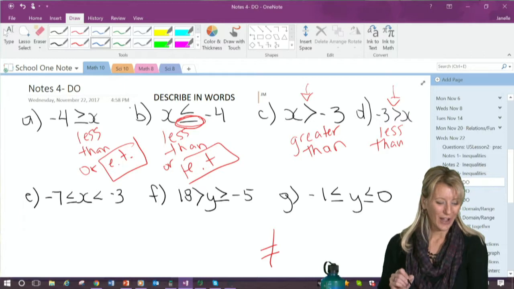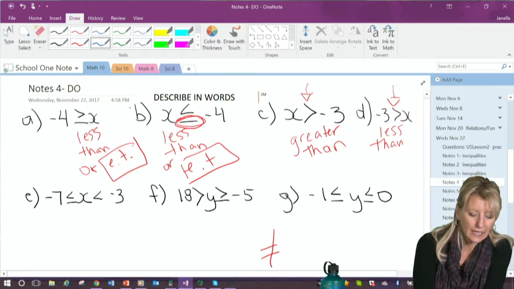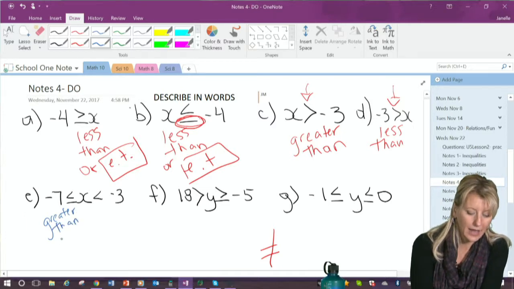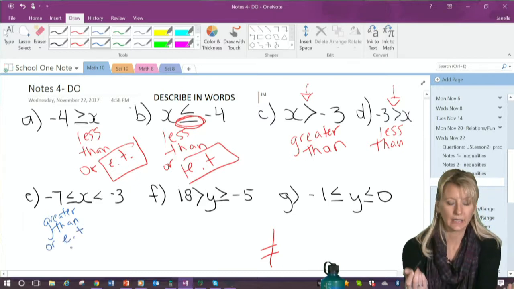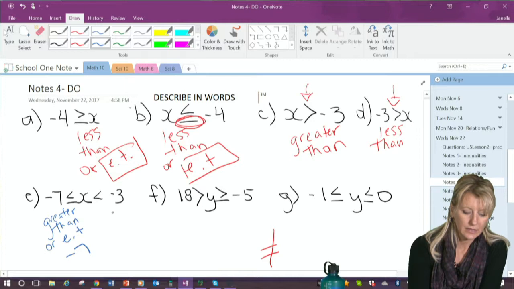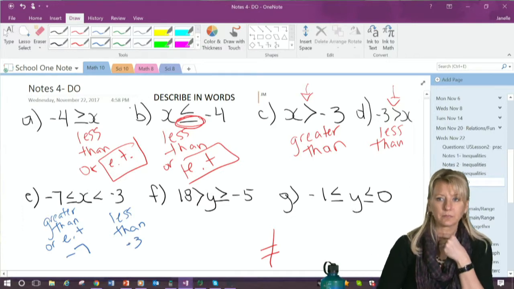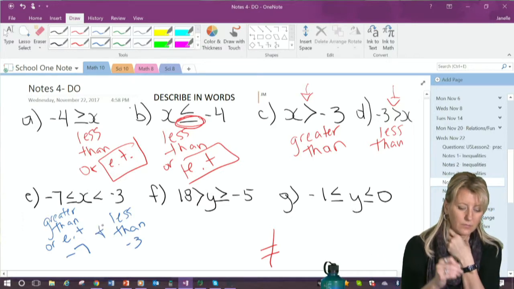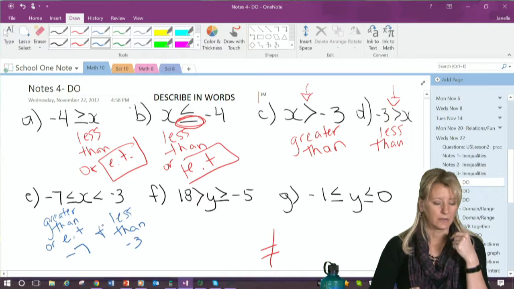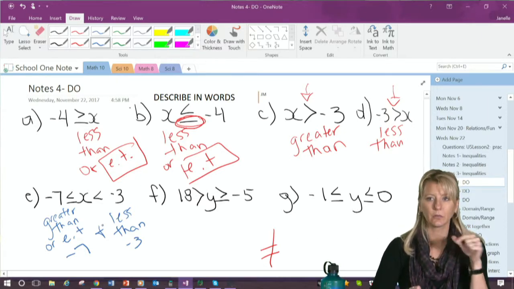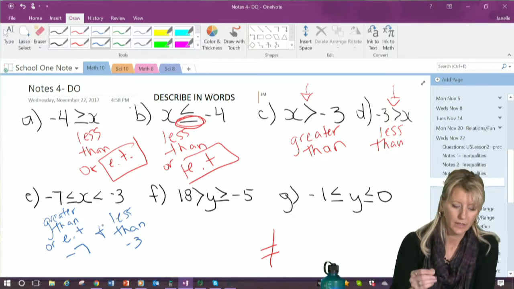Okay, so you're going to say it is greater than, so x is greater than and or equal to -7, right? And then you're going to say it is less than, but not equal to, -3. Okay? And just have like a, you can say and, it's less than. Okay, so remember you don't have the equal to on that one.